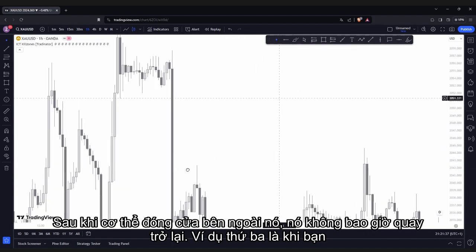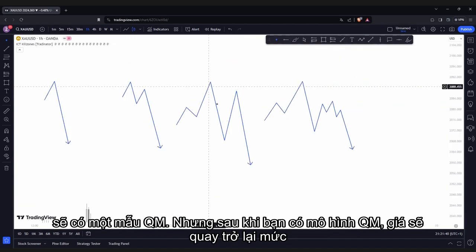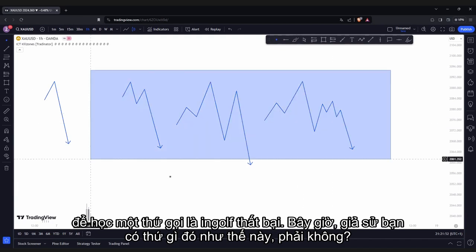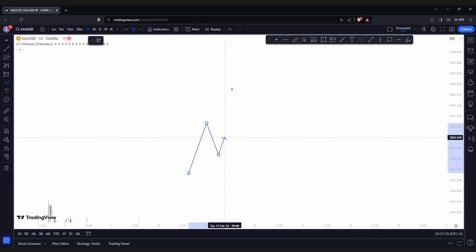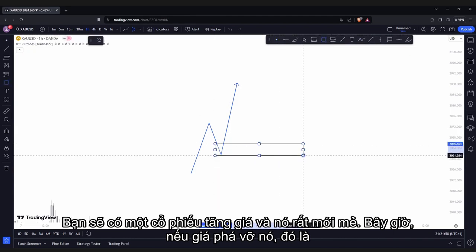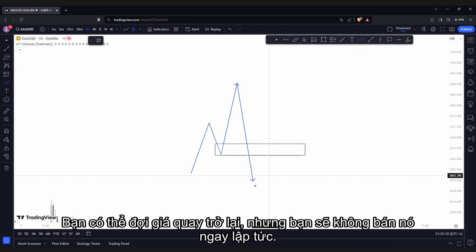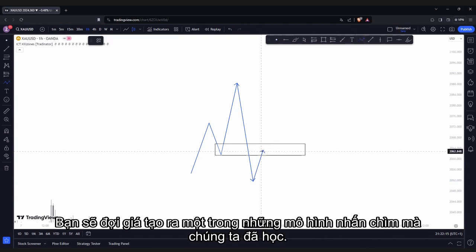So the third example is when you're going to have a QM pattern. But after you have a QM pattern, price pulls back to the last engulf right here, and it has to be fresh. For the fourth example, you're going to have to learn something called engulf fail. Now, let's say you have something like this, right? You're going to have a bullish engulf, and it is fresh. Now, if price breaks it, it's going to fail. It's going to be called an engulf fail. Once it's an engulf fail, you can wait for price to come back, but you're not going to sell instantly on it. You're going to wait for price to make one of the patterns of the engulfs that we learned.